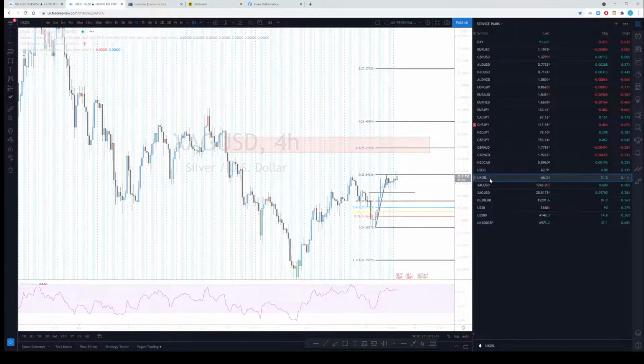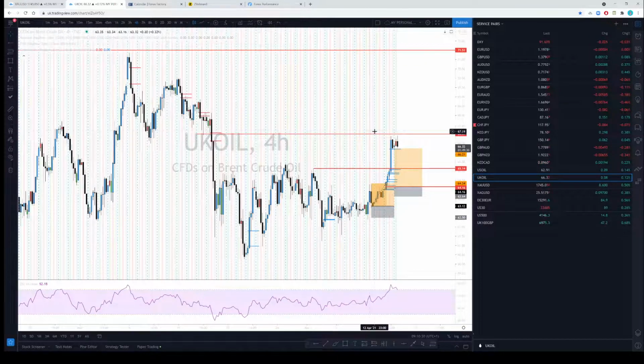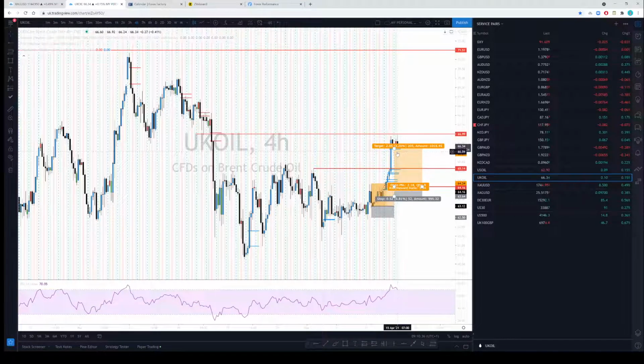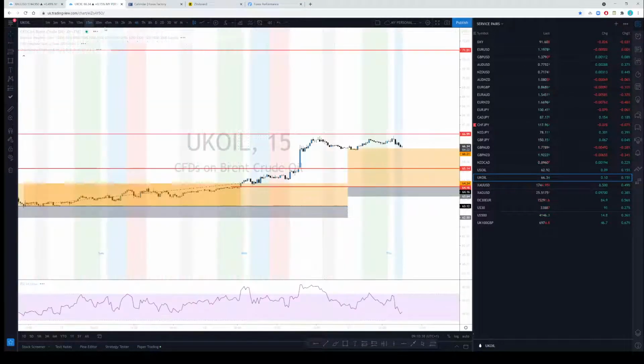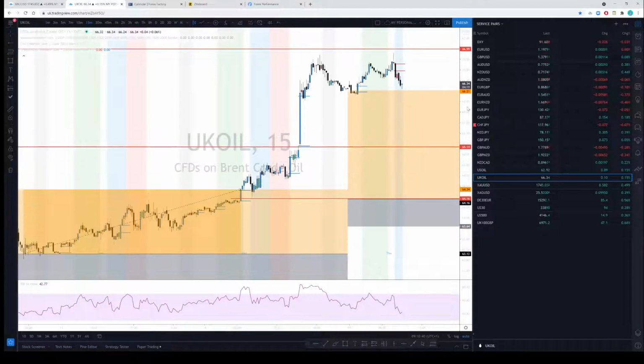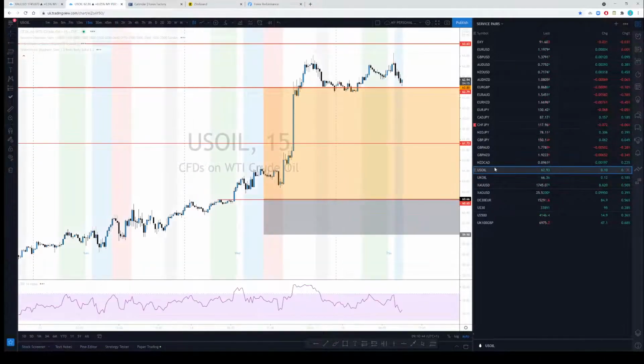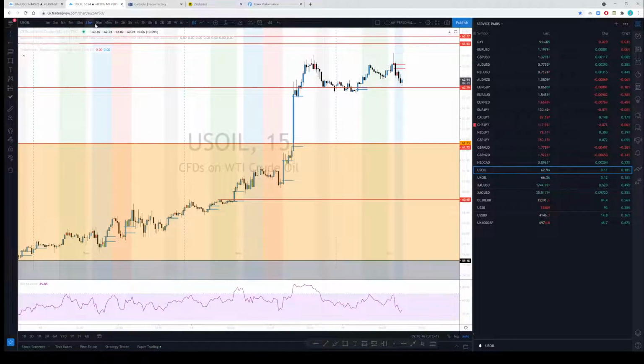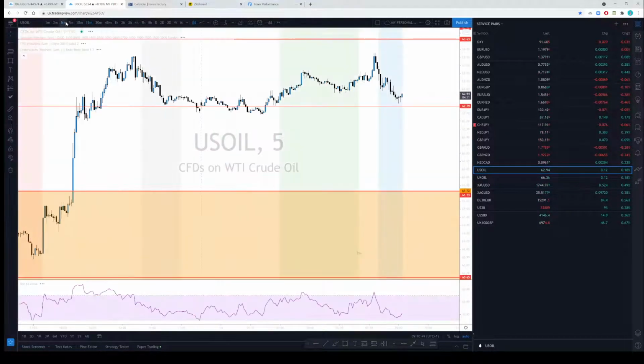Oil, I think oil will go up again today. Maybe it might drop a little bit into this imbalance. I think I gave a 15 minutes level, not on this one. US oil, is it 1505?